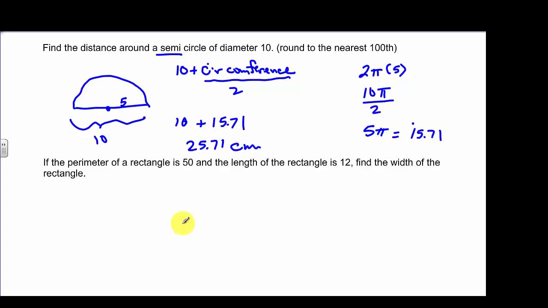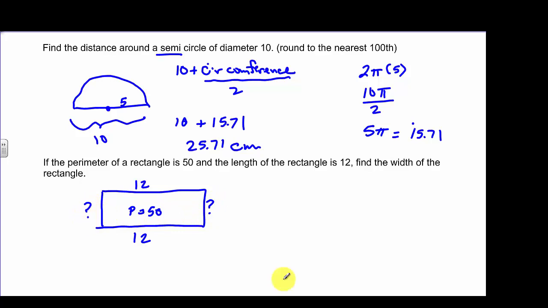We want to find the perimeter of the rectangle, or we know that the perimeter of a rectangle is 50. So here's a rectangle, and I know that its perimeter is 50, and the length of the rectangle is 12. So I know one side is 12 and another side is 12, but I have an unknown here and an unknown here. So what I know is I know that 12 plus 12 plus 2 of these unknown values are going to equal 50. And I want to find the width of the rectangle, so I'm looking for that unknown value.